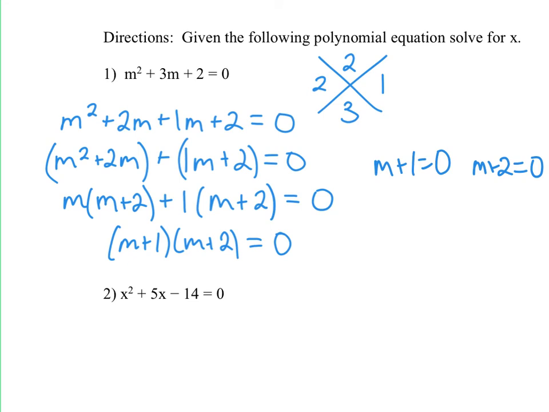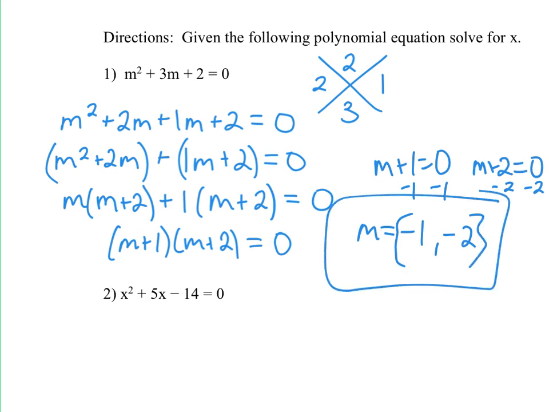Subtract 1, m equals negative 1. Subtract 2 on both sides, m is negative 2. These are my two answers.